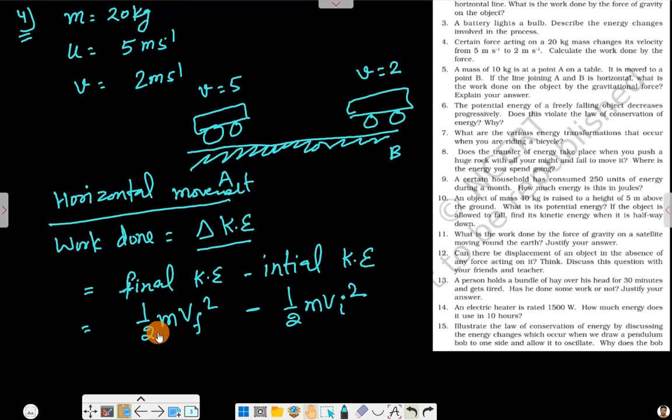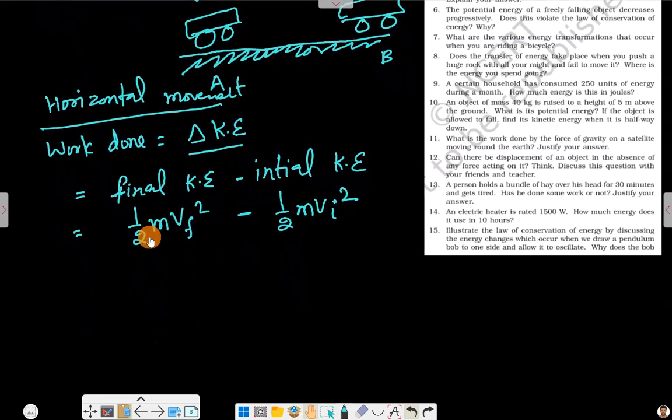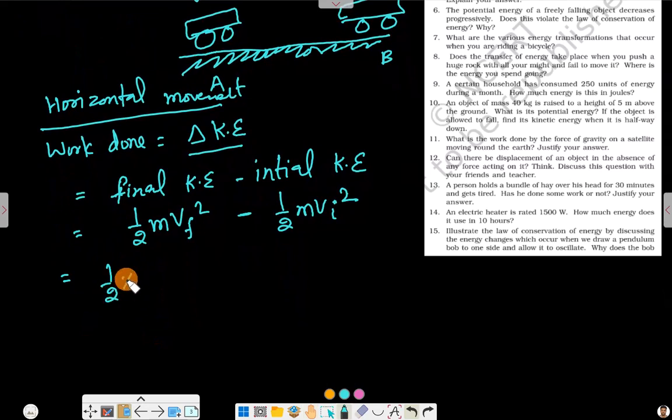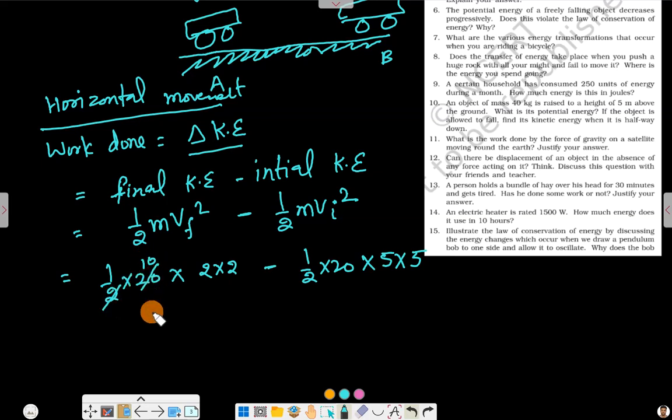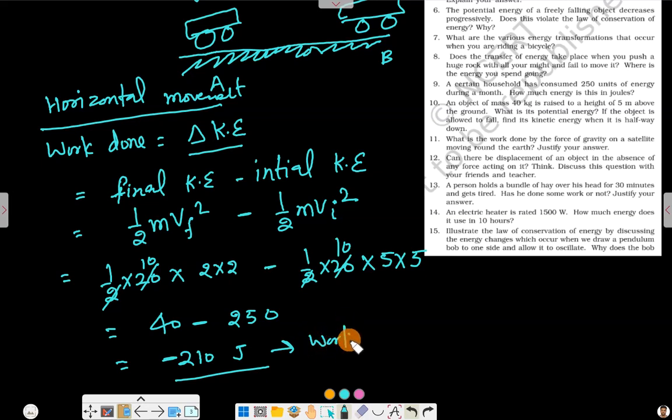Now what is the mass? The mass is 20. The final velocity is 2, so half of 20 times 2 squared. The starting velocity was 5. Okay, calculating this, 40 minus 250. So the work done is minus 210 joules, and this is the work done on the car.